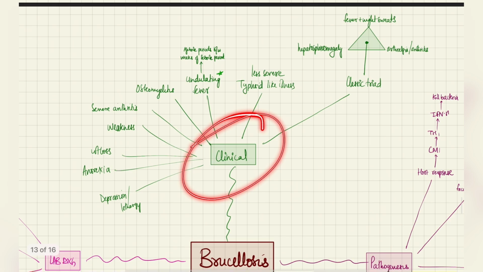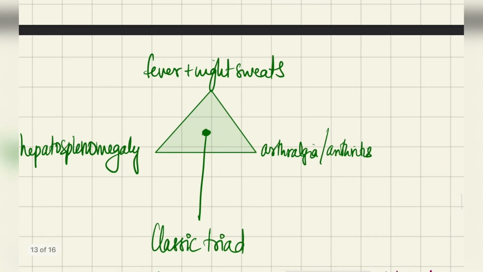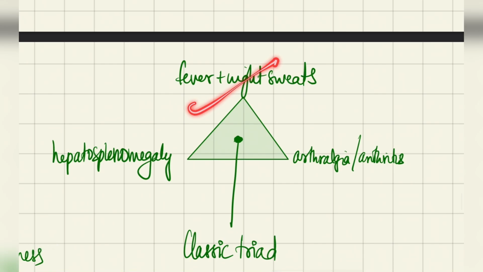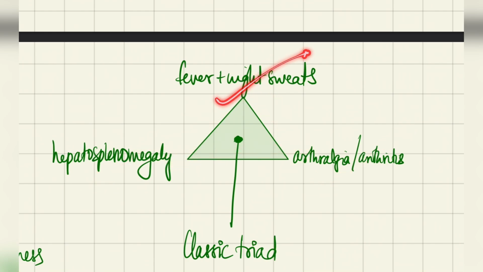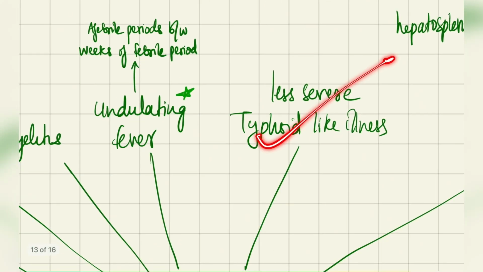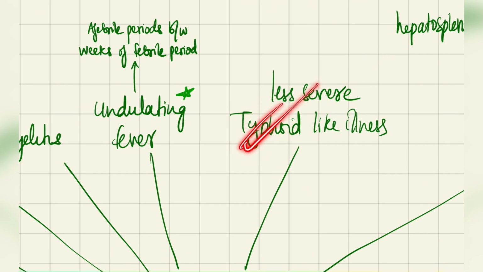Coming to the clinical manifestations, here we see a classical triad of fever with night sweats, hepatosplenomegaly, and arthralgia or arthritis. This is a triad you should remember: fever with night sweats, hepatosplenomegaly, arthralgia or arthritis. The triad of brucellosis. Next, a less severe typhoid-like illness is possible, because we are ingesting undercooked meat and water and all that. It can occur by that source also. So, less severe typhoid-like illness.